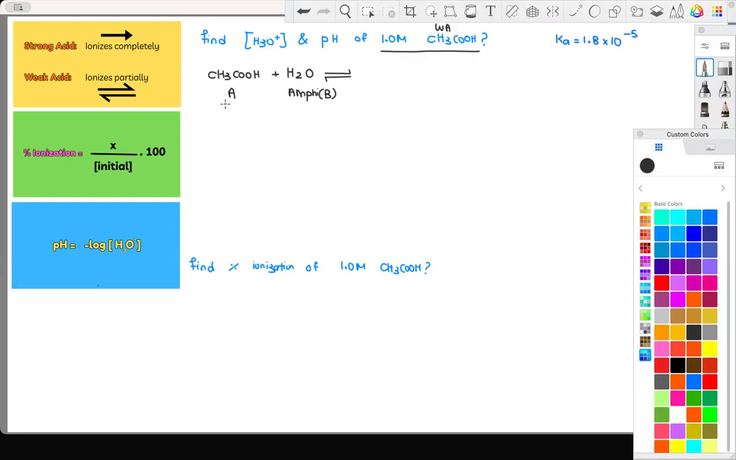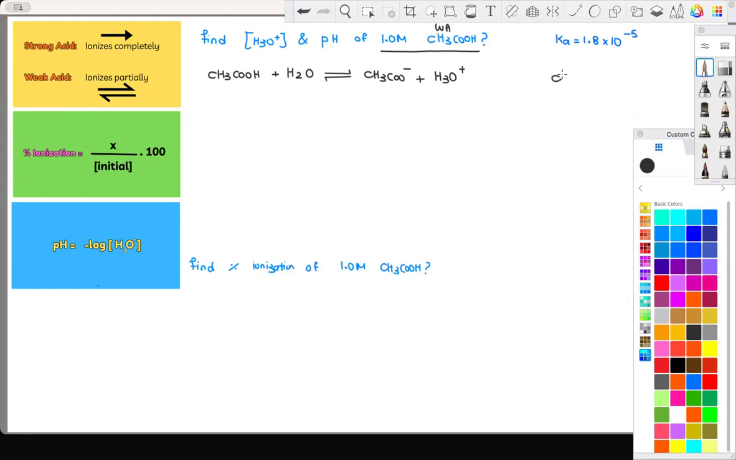What happens is that, based on the Bronsted-Lowry definition, the acid will give away its H plus, or proton, to water. So it would become CH3COO negative, and then H2O will receive the proton. So it will end up being H3O positive, which is the hydronium ion. The way I wrote it is based on the Bronsted-Lowry definition.